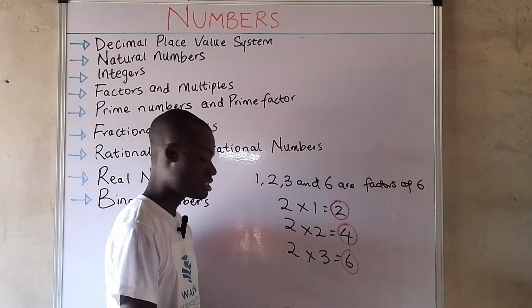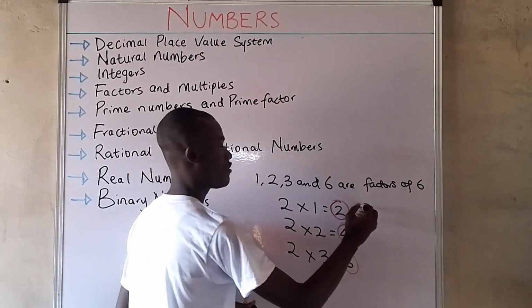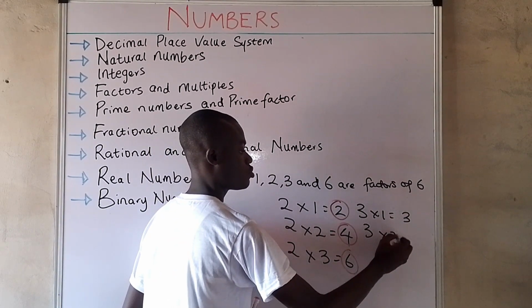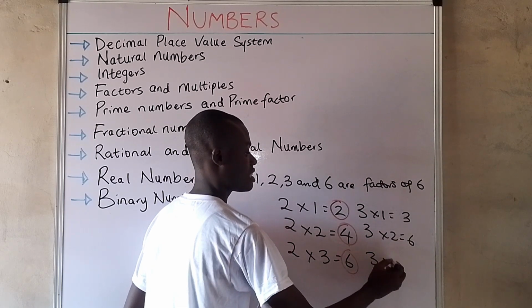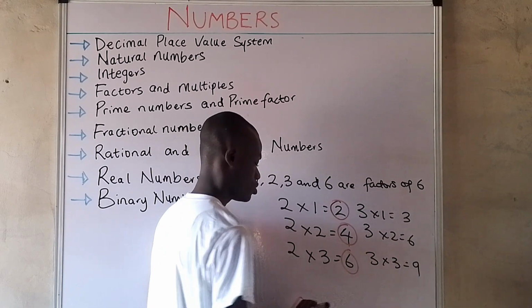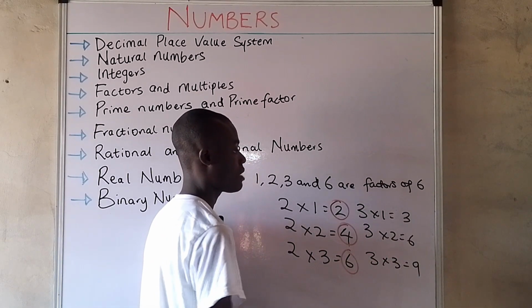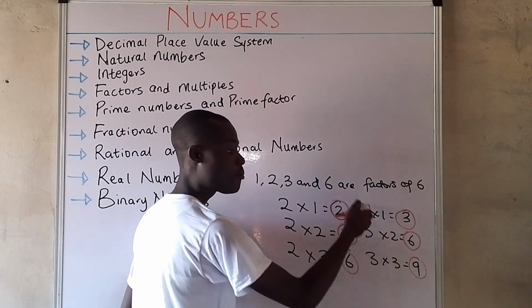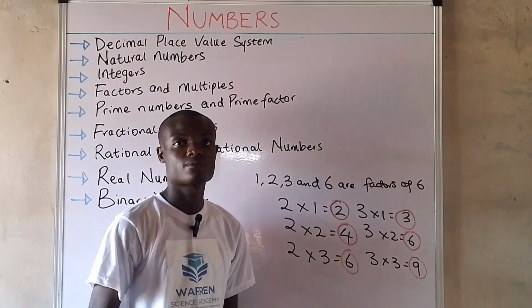2. You understand now? For the 3 times table, we are going to have 3 times 1, 3, 3 times 2, 6, 3 times 3, 9. So each of these numbers we get by multiplication, 3, 6, and 9, they are all multiples of 3.